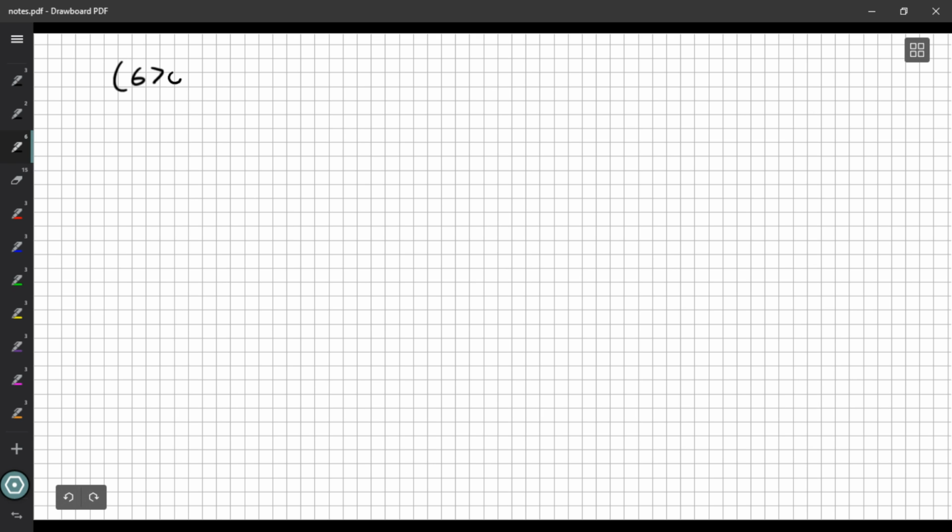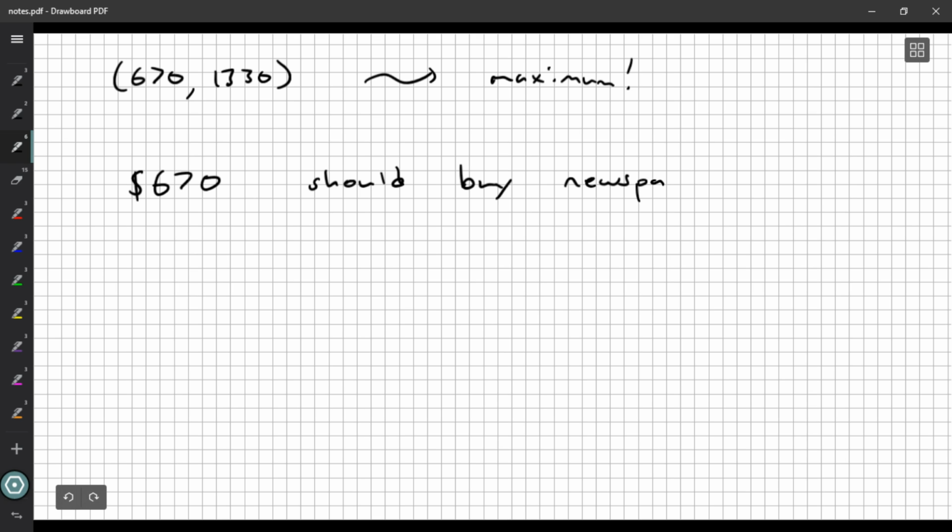Okay, so we only have one critical point here. 670, 1330. So, well, critical points are the only places we can optimize subject to a constraint. So this kind of has to be the maximum. So there we go. So what could we say if we wanted to leave sort of a therefore statement or something like that? $670 should buy newspaper ads. And it looks like you get a bit more bang for your buck with radio commercials.